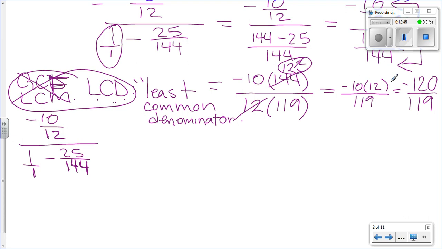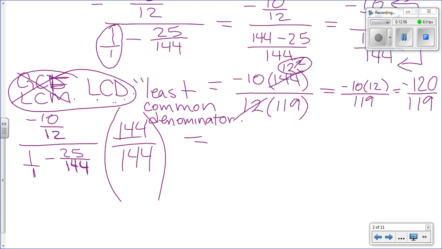So what we do is we multiply everything by 144 over 144. Okay, get ready to be surprised. The LCD is 144, right? So I have 144 over 1. This is a 1. 144 over 1. Now let's see what's going to happen.